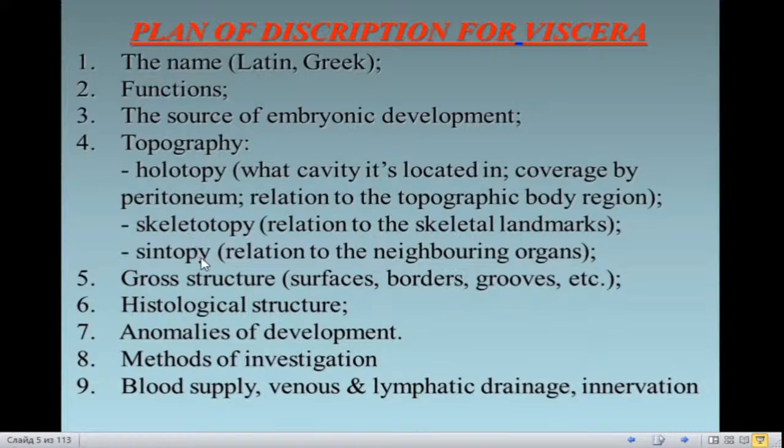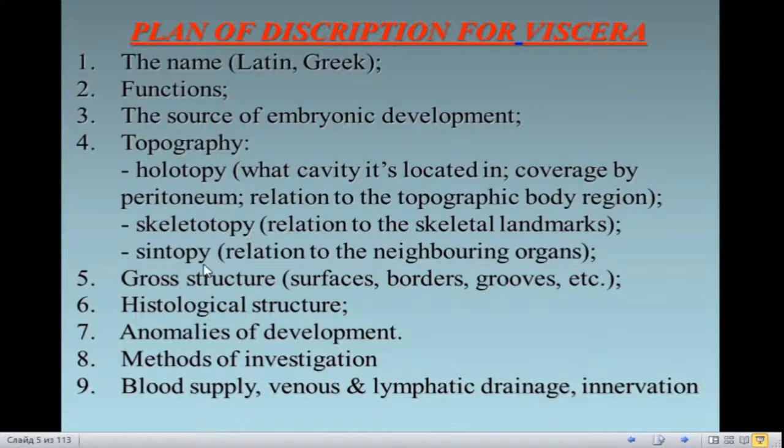Why do we need that? Skeletotopy and syntopy. When you see two patients, one short and one tall, their organs are on different levels relative to your eyes, but relative to their skeleton, they are on the same level. So independently of the size of the patient, the organs are related the same in normal conditions to their skeleton. That's why skeletotopy helps us to identify the normal position of the organ.